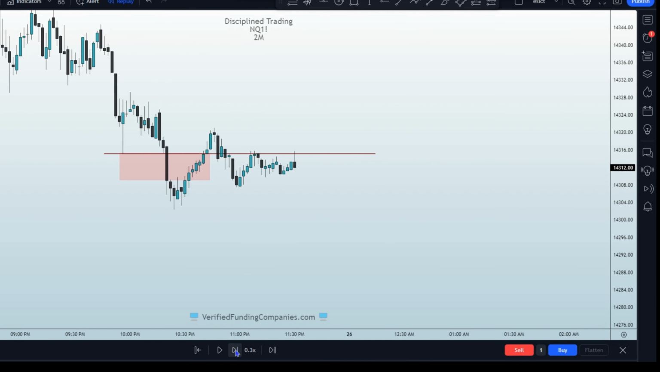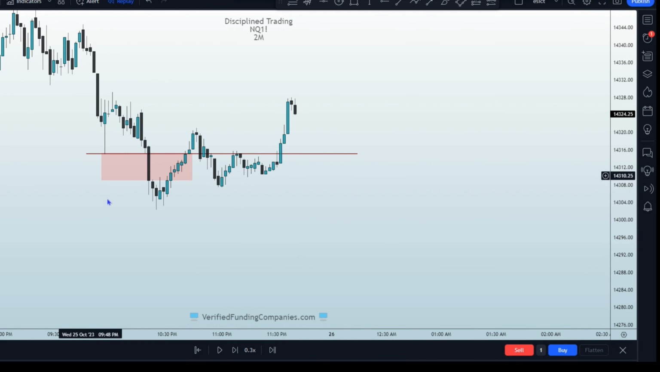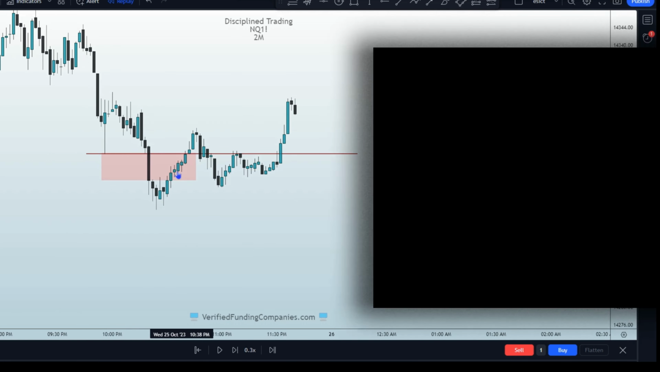Disrespects the mitigation block. And what does price do? It goes higher. There's your footprint. There's your clue in price action that IPDA is participating in the long side, not in the bearish side.